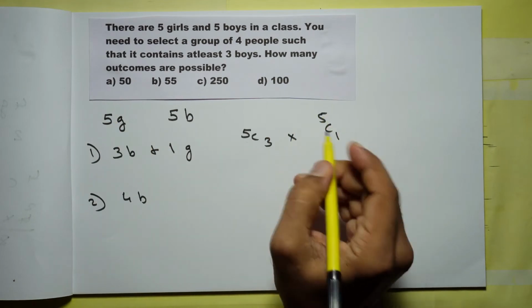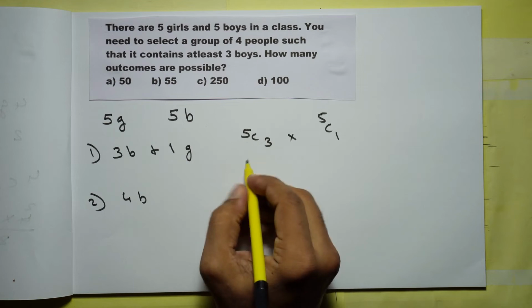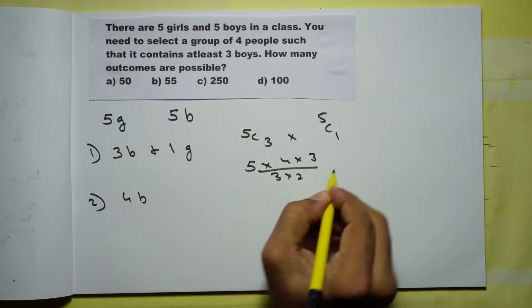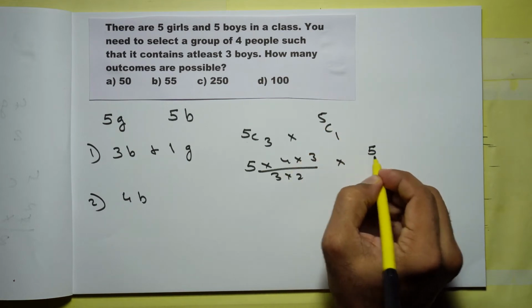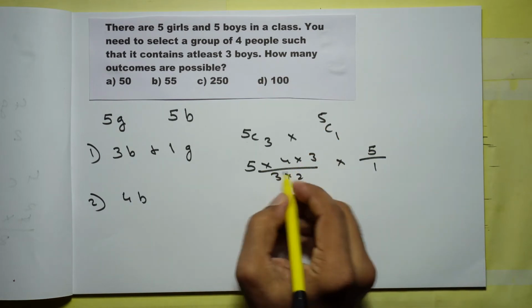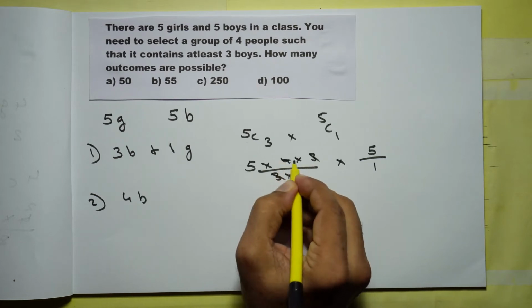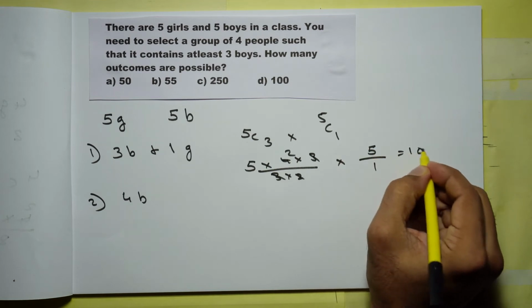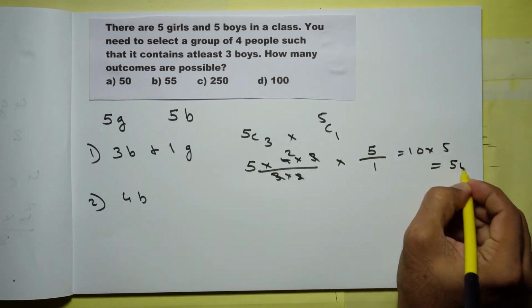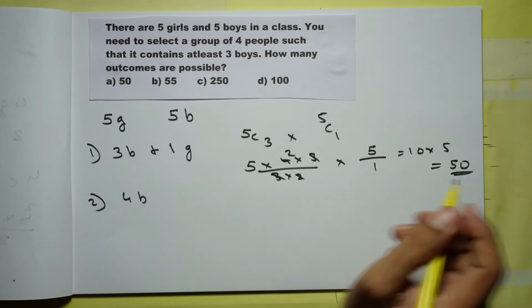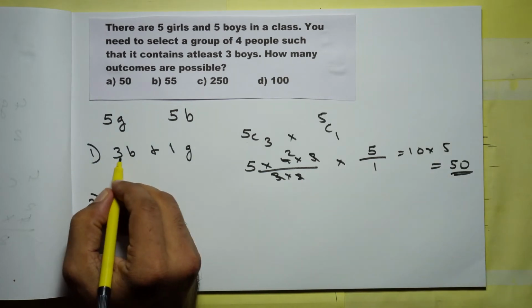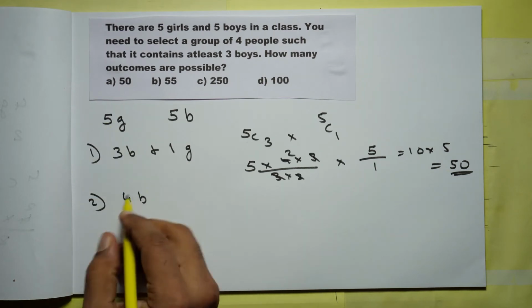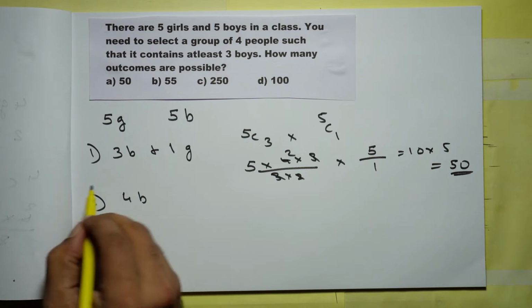So that will be 5C3 and 1 girl from the 5 girls, 1 from the 5. So this 5C3 you will get as 5 into 4 into 3 by 3 into 2, and 5C1, that is 5 by 1. Now 3 and 3 cancels out, 2 divides 2 times, so 5 into 2 is 10, 10 into 5. Altogether 50 possible outcomes are there. That is when you select exactly 3 boys from the 5 boys and 1 girl from the 5 girls. Next we will find out the number of outcomes when you select exactly 4 boys.